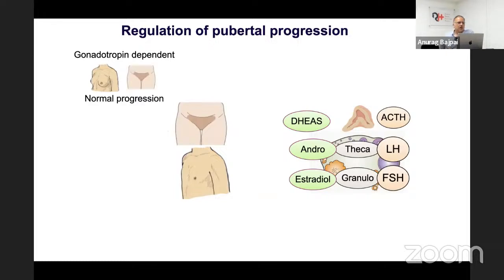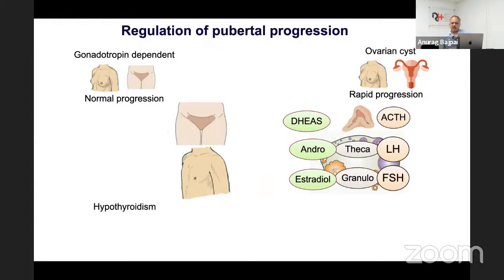with breast development as well as pubic hair development happening. However, if you have a lot of estrogen production because of an ovarian cyst, you would not have adrenal androgens. In this scenario, you will have a rapid progression in which breast development is there, but there is no pubic hair development. So again, the correlation between breast and pubic hair will give you the right diagnosis.